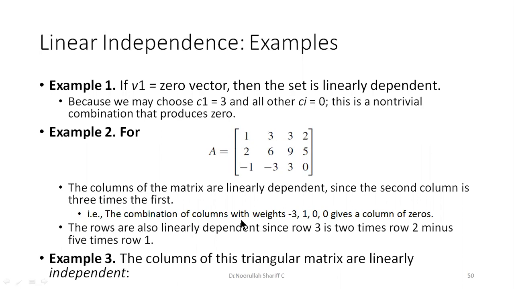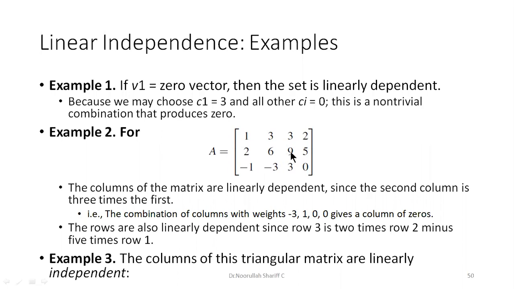So the rows are also linearly dependent, since the third row is 2 times row 2 minus 5 times row 1. Okay, 2 times row 2 minus 5 times row 1 will give us the third row. That just means 2 into 2 minus 5 into 1 will give me -1. 2 into 6, 12, minus 5 into 3 will give us -3.